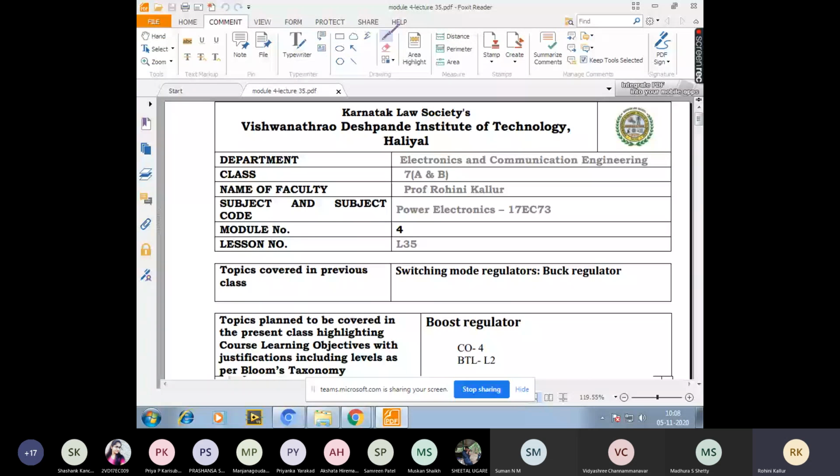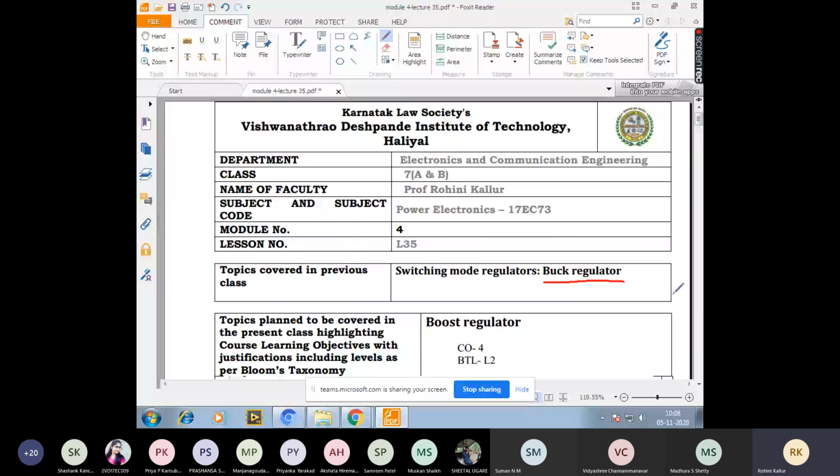regulator. We mean that the input voltage is more compared to the output voltage generated by the buck regulator. So whenever I want a regulated power supply with an output voltage which is much smaller compared to the input voltage, at that time I'll be selecting a buck regulator circuit for my use. In the last class we have seen the circuit diagram, its waveform and the derivation, and how to design a buck regulator using the critical value of inductor as well as the critical value of capacitor.